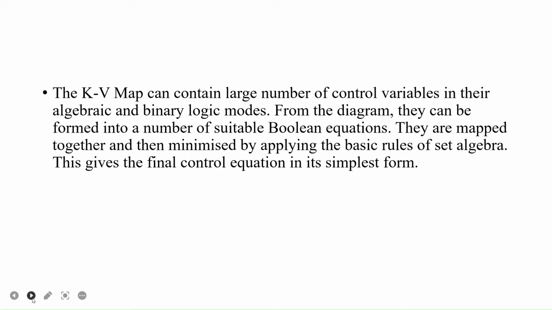Initially, when we draw a KV map, it contains the large number of control variables in the algebraic or binary logic model, which can be expressed in Boolean methods. From the diagram, we can form a number of suitable Boolean equations and reduce them into basic, simple Boolean equations. They are mapped together and then minimized, applying the basic rules of set algebra. This gives a final control equation in its simplest form, after some rearranging of the basic Boolean equations.